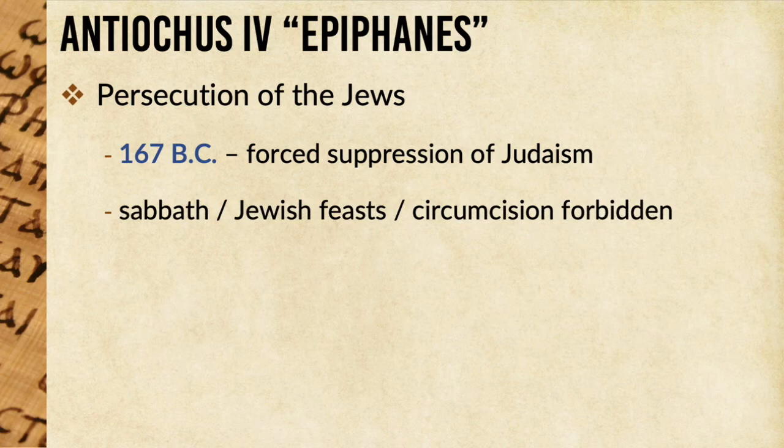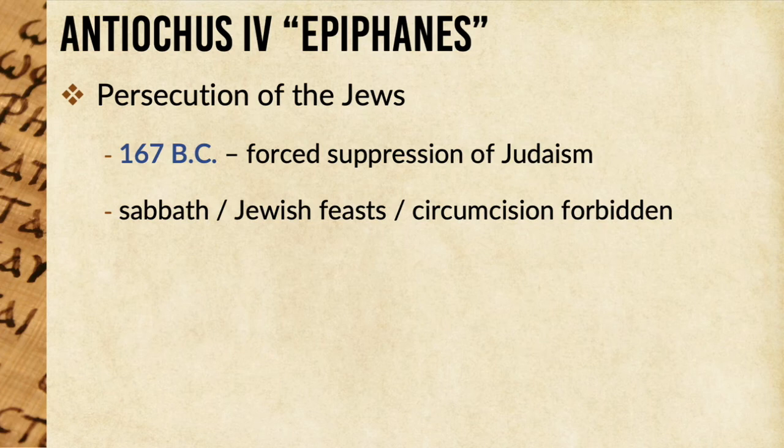The Sabbath, Jewish feasts, and circumcision are all forbidden. They're forbidden under pain of death. So Jews are no longer allowed to observe the Sabbath day. Jews are no longer allowed to observe the feast. They're no longer allowed to observe the Day of Atonement. They're no longer allowed to observe the Passover. All of that's been forbidden. Circumcision is forbidden. So Jews are no longer allowed to circumcise their male children on the eighth day after their birth. That's all forbidden. If you circumcise your child, it's under the penalty of death.